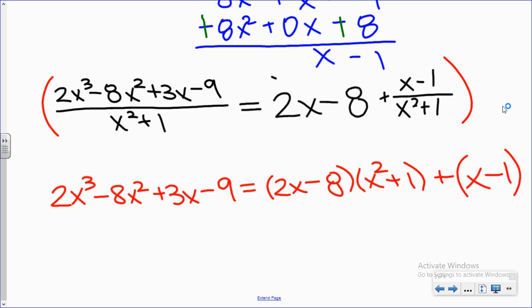There are 2 theorems we're going to talk about. One is called the factor theorem. We'll come back to that. But first I want to talk about the remainder theorem.